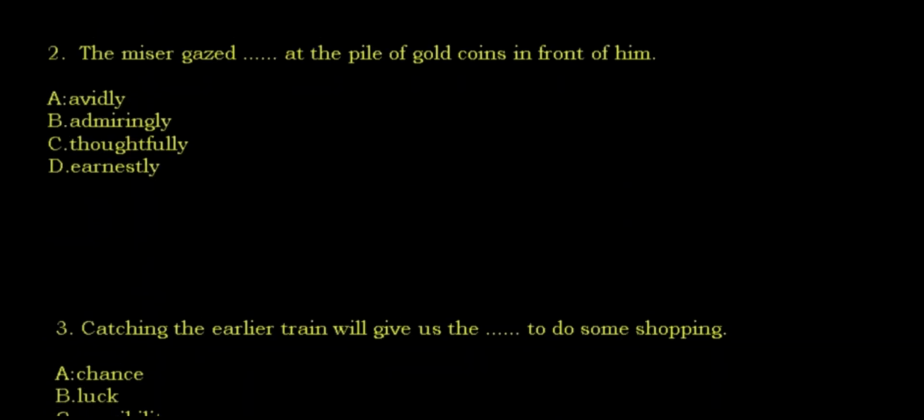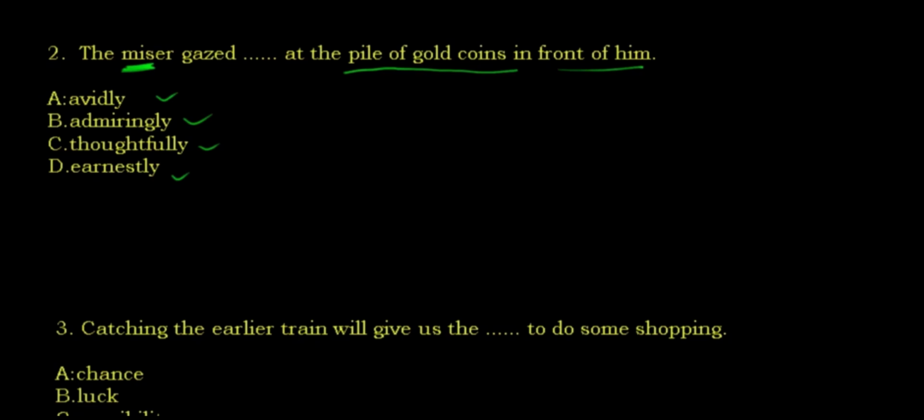Next question. The miser gazed, dash, at the pile of gold coins in front of him. So this is a miser, which means a person who loves to collect money and gold. So how would this person gaze at the pile of gold coins in front of him? He can look at it avidly, admiringly, thoughtfully, earnestly. Actually, he can look at it in all possible ways. But the one option that suits the most is option A, avidly.